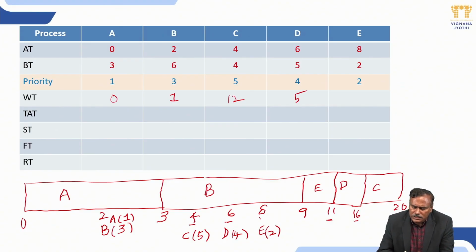And what is the waiting time of process E? Entered at 8. When did it start? At 9th. Right? So the difference of 8 and 9 is 1 unit of time. So that is the waiting time of the process.